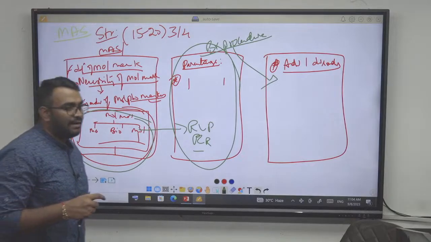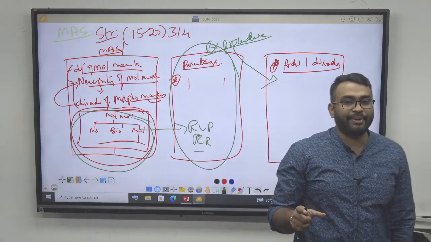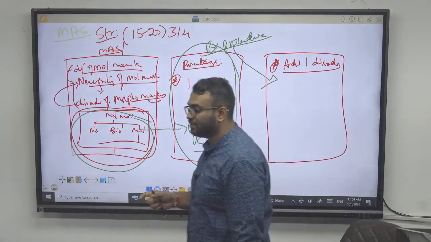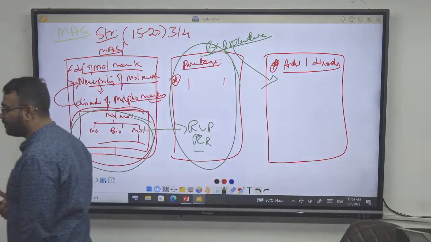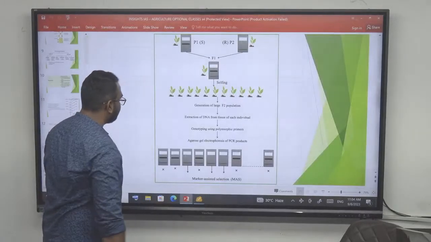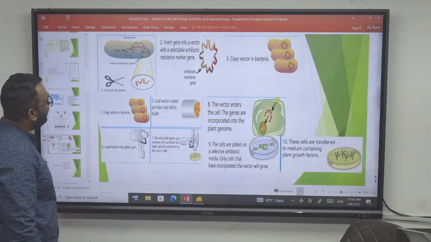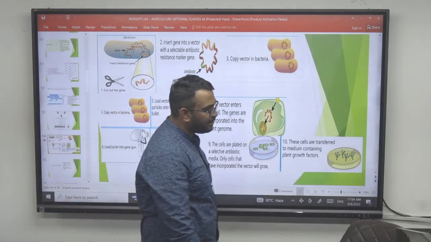You have to have that feeling of quantifying things. Okay, for this I will be writing this much space, or this many points is good enough for this. So that sort of feeling you should be getting. So that is the much better way. Clear? Okay. So this is molecular markers, right? So the next one we have is this GM technology.